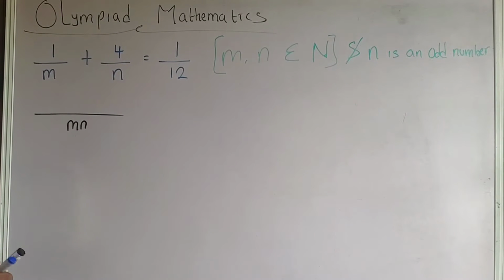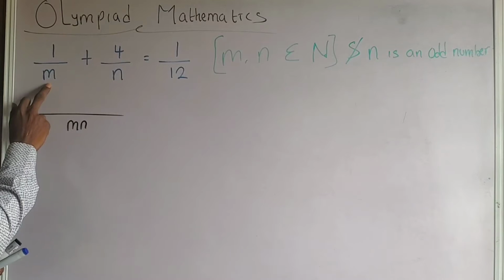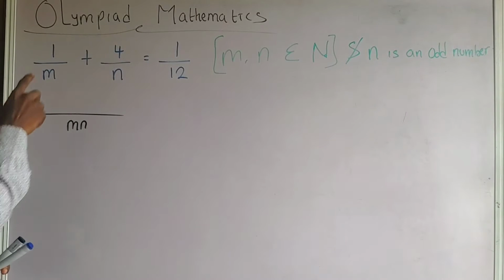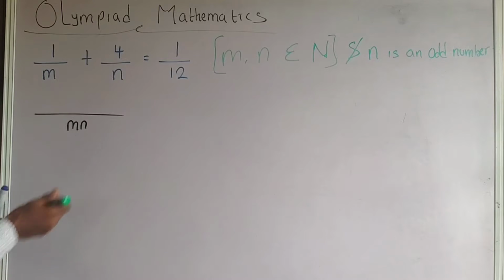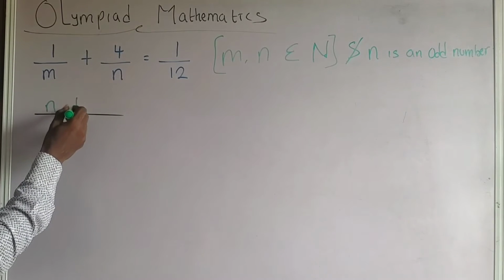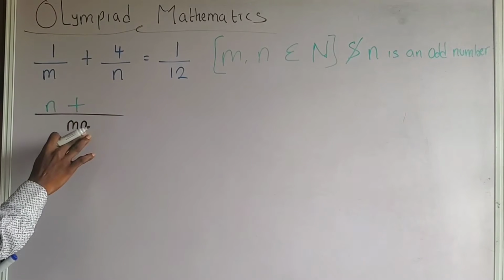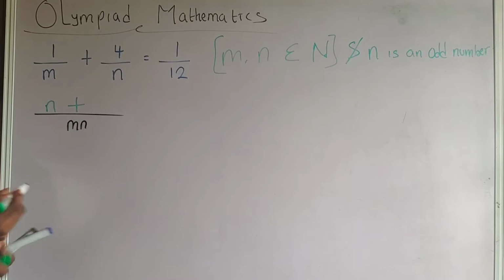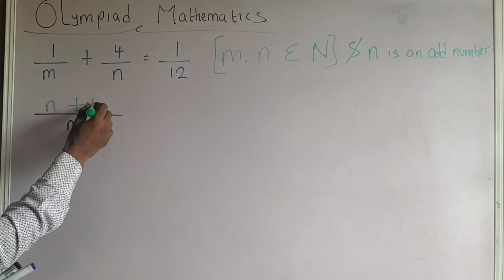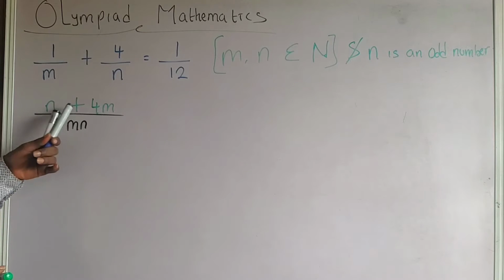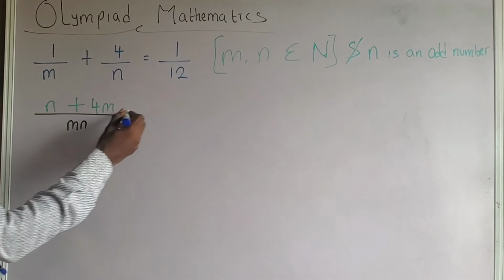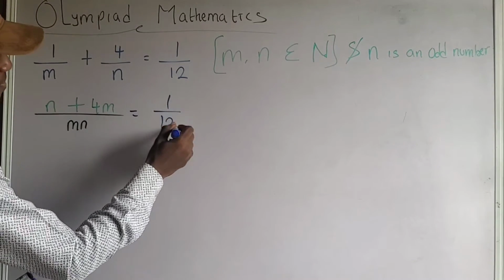So mn divided by m, that will be n. n times 1 will be n. So I'm going to have n at the top. Then put the addition sign. mn divided by n, that will be m. m times 4, that is 4m. So at the denominator now I have n plus 4m. For this equals to 1 over 12.